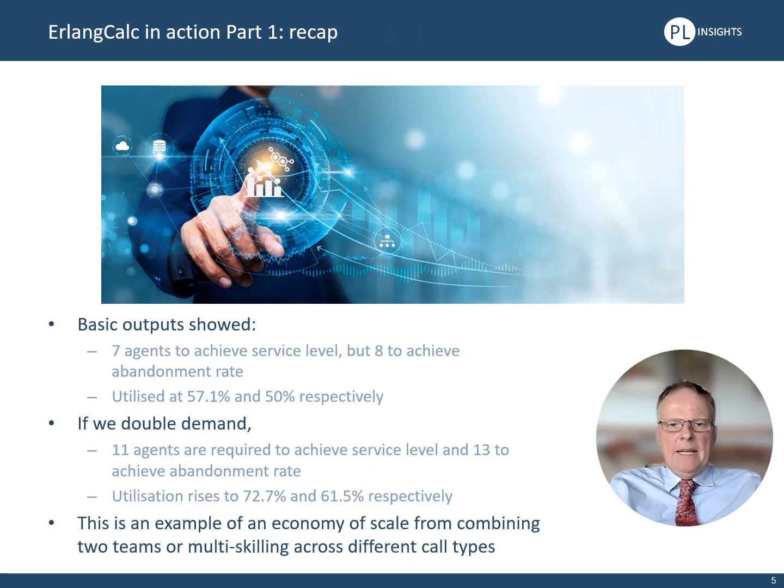So just to recap, the first scenario required 7 agents to achieve the service level, but 8 if we wanted to achieve the abandonment rate of 5%, utilised at 57.1 and 50% respectively. If we doubled demand, we might have expected the number of agents to go up to 14 and 16, but actually it only went to 11 for the service level and 13 for the abandonment rate, with utilisation rising to 72.7 and 61.5% respectively. This is an example of an economy of scale that might be gained, for example, by combining 2 teams that are geographically dispersed or multi-skilling across different call types rather than having dedicated pools of resource.